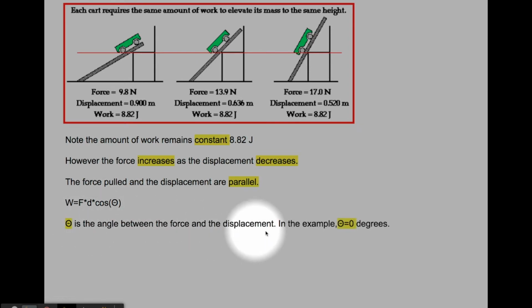The angle between the force and the displacement, that's theta. So in this example, theta is 0 degrees. If you're like, what are you talking about with that, Mr. Smith? What does that actually mean? How are they parallel? I'm going to show you that in the next slide.